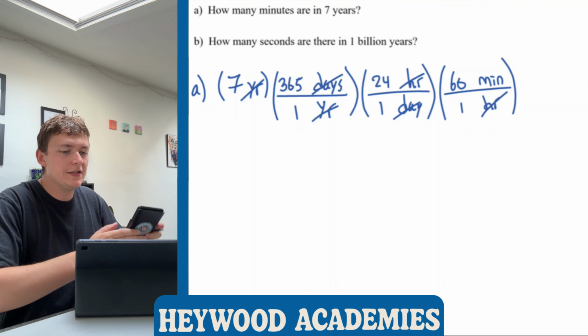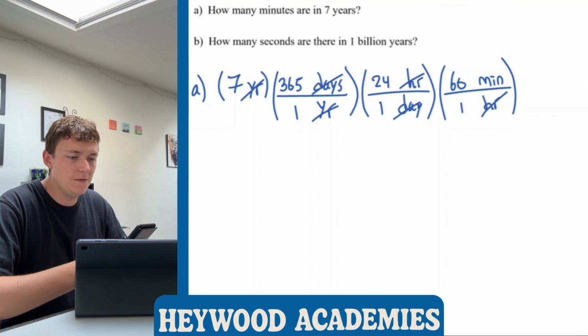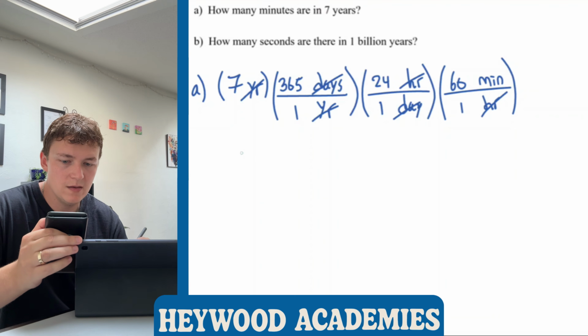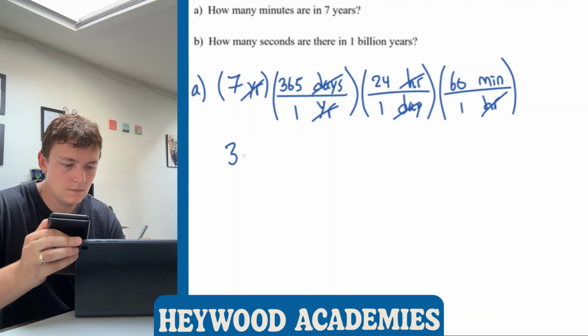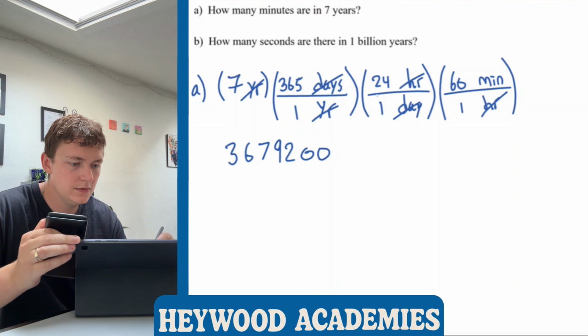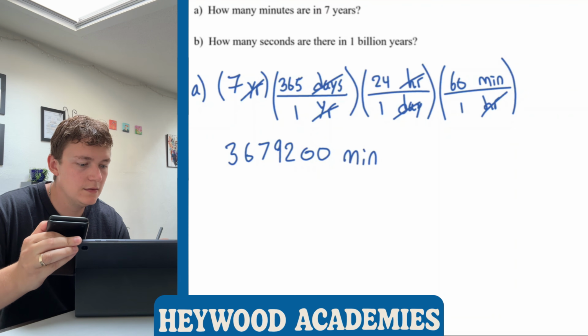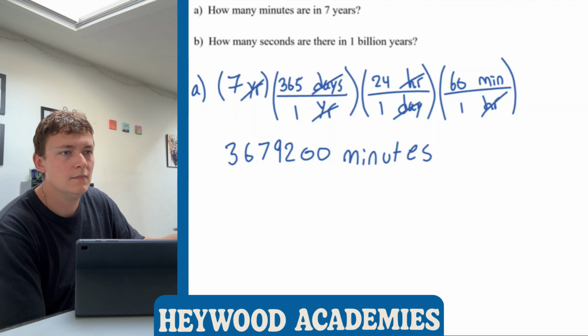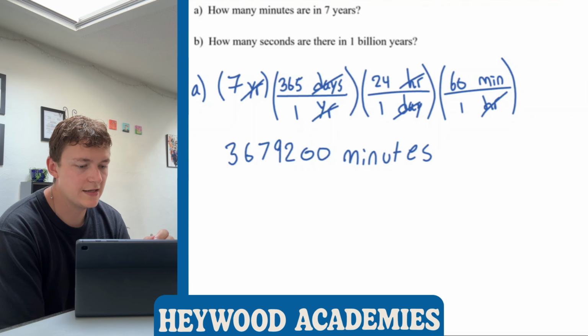So now when we plug this in, it's going to be 7 times 365 times 24 times 60, which gives us a big number. 3,679,200 minutes. Okay, so that's our answer for that part.